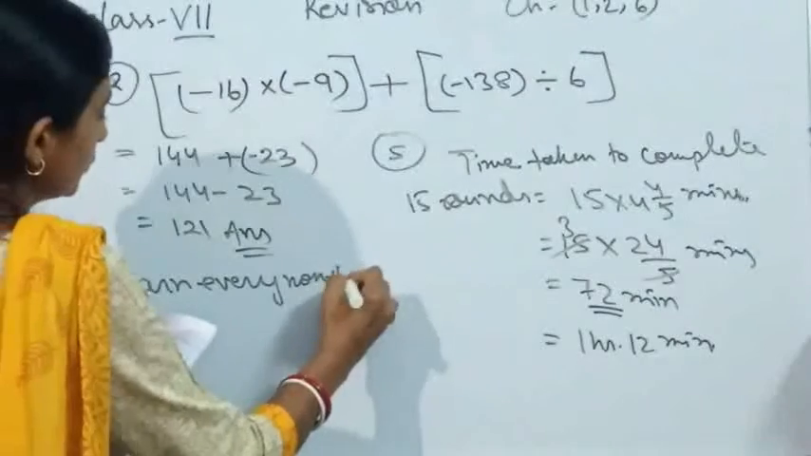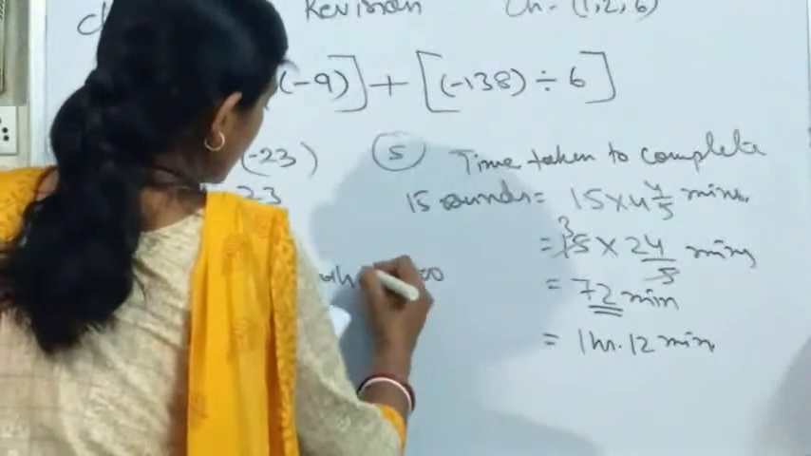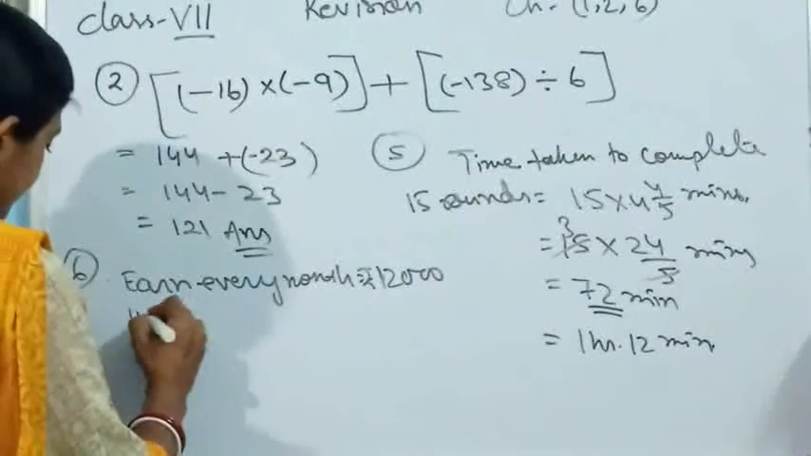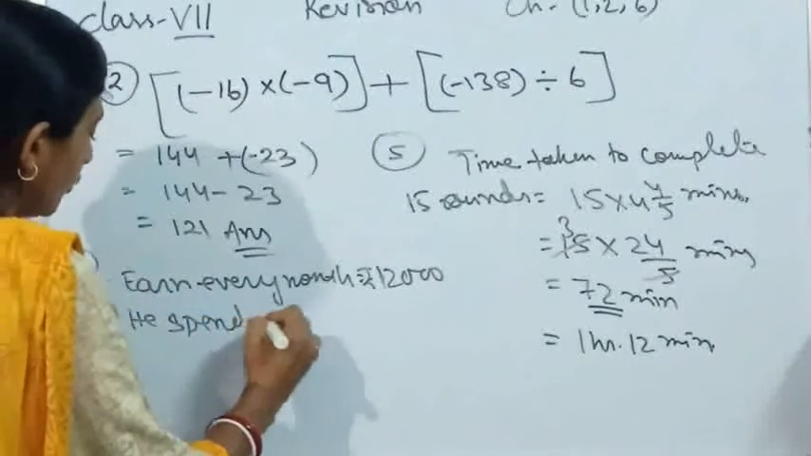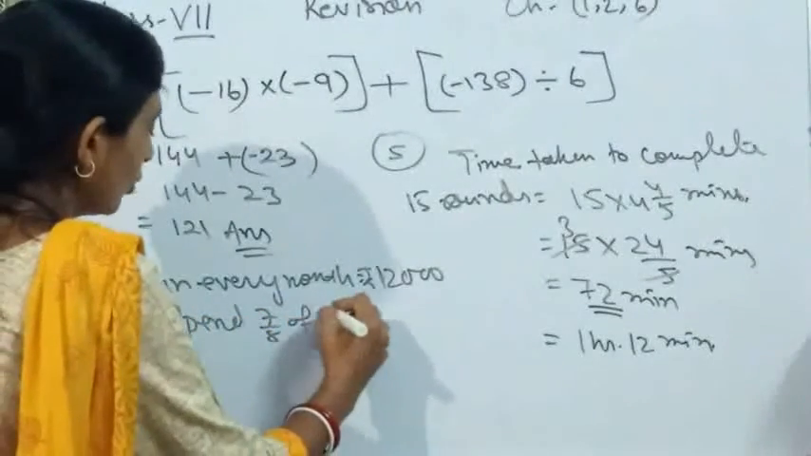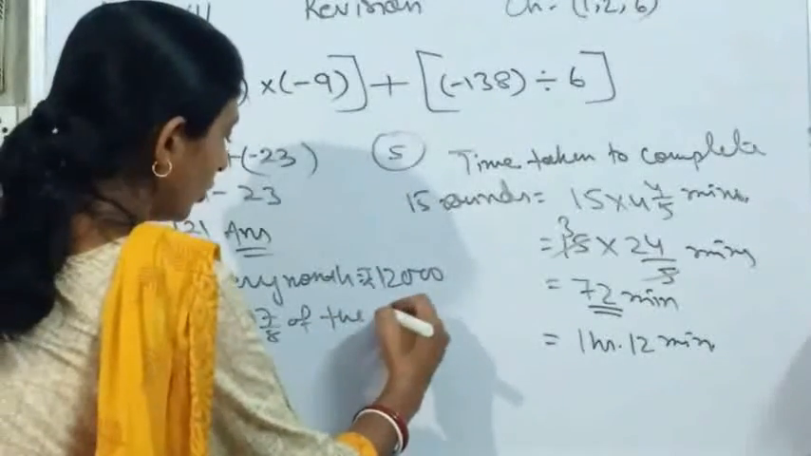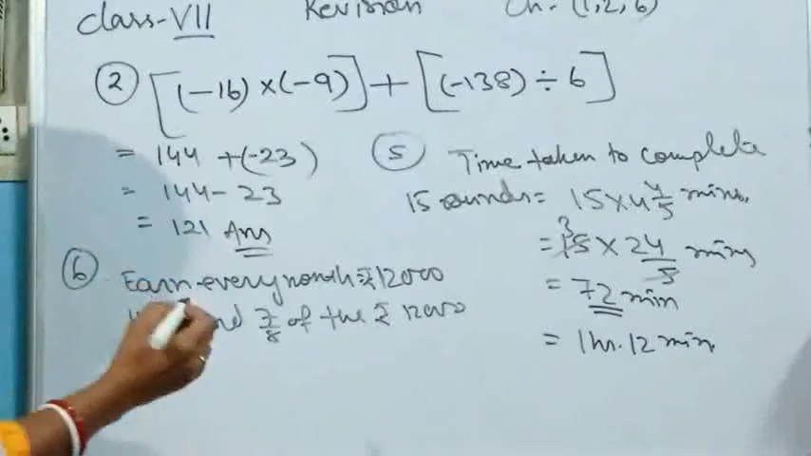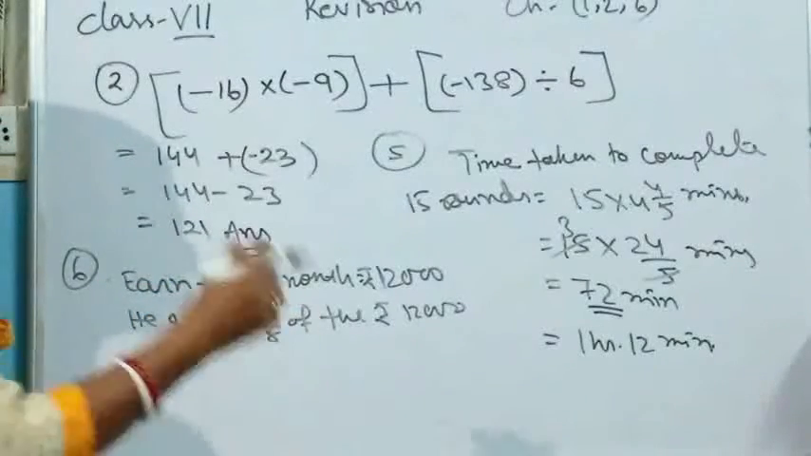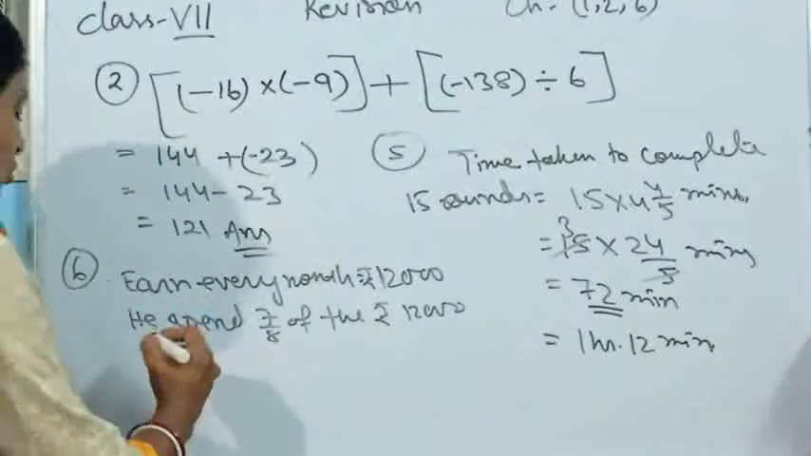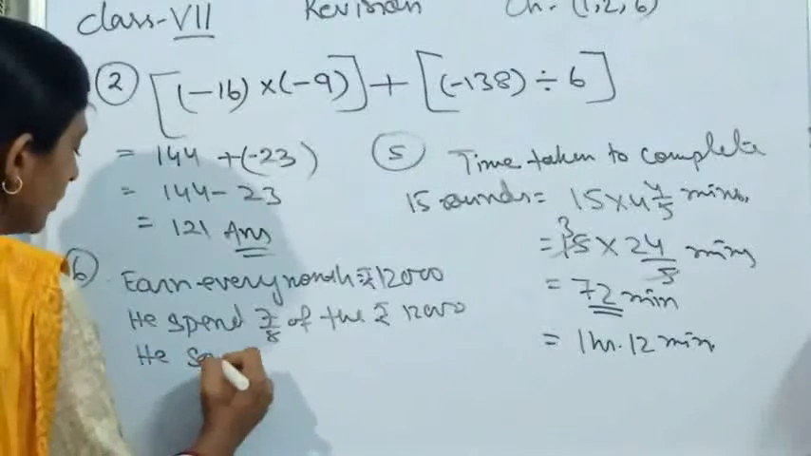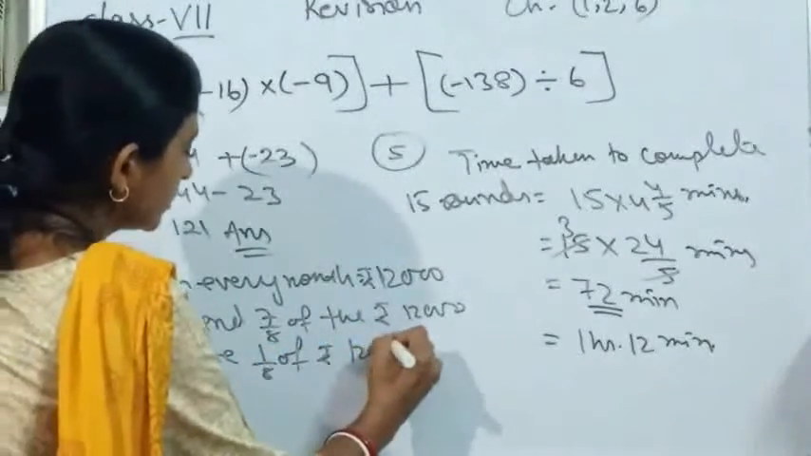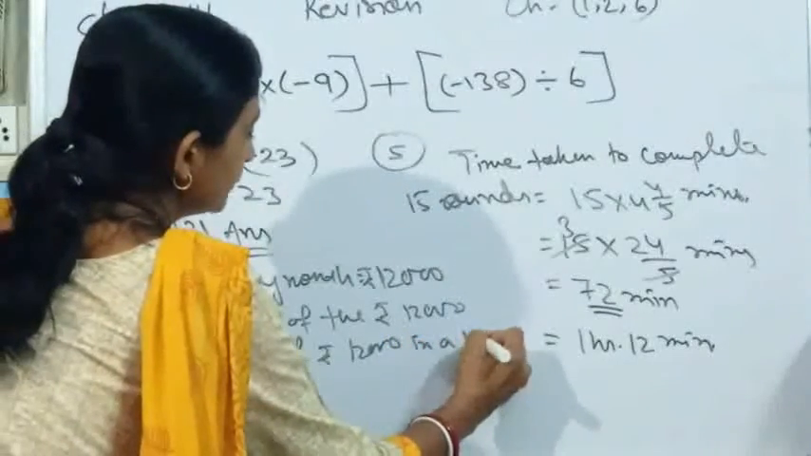That is equal to 12,000 rupees. Okay, and now he spent how much? 7 by 8 of the earning of rupees 12,000. That is also we can write. Now how much he said? If 7 by 8 he is spending, so that remaining is what? 1 by 8. So he deposit or he save. We can write he saves 1/8 of rupees 12,000 in a month.